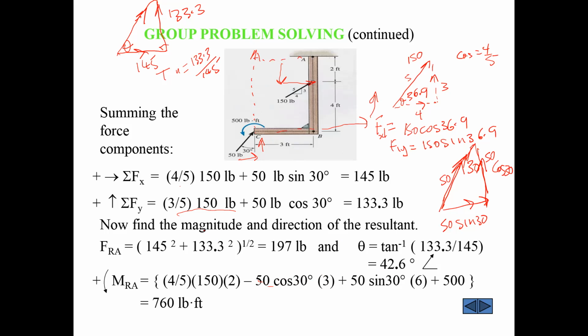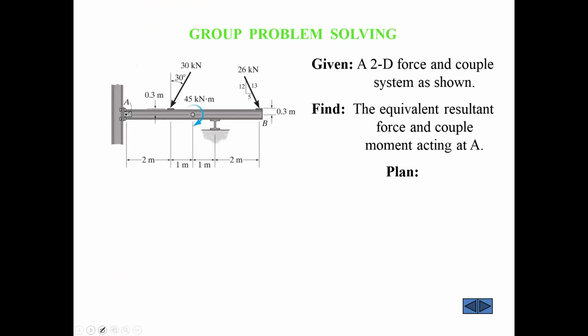And then the last one that you need to add to it is this component here. This direction, this one is going anti-clockwise, which is positive. So you add it to everything to get the resultant moment, which is 760 pound force. Now, you finish with that. That's what they ask you to do.